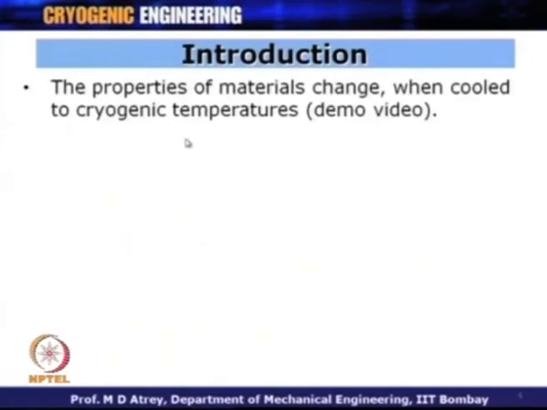As you all know, we have seen a video which shows that the properties of material change and change drastically when cooled to cryogenic temperatures. Alright, if you recall the video of liquid nitrogen, and we had put some materials like rubber, like potato, we had put because those materials were available to us. We showed what happened to those materials at low temperature.